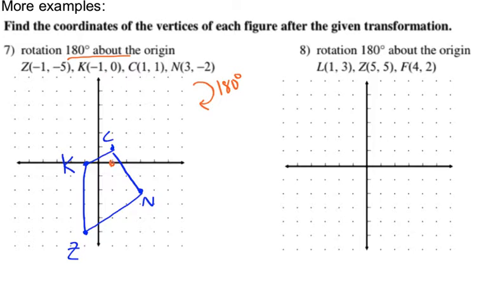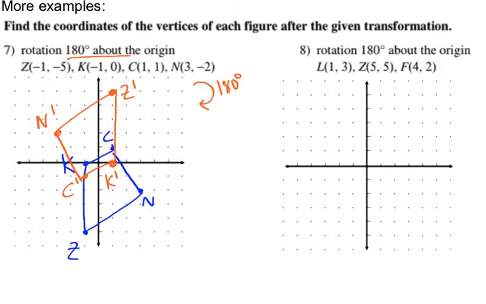I'm going to memorize K. K prime ends up right here. Then I do it again. Let's do C. Now C is going to end up over here, C prime. Then I'm going to do N, rotate it halfway around. It looks like it's back 3 and up 2. There's N prime. And then I'm going to do Z, rotate it halfway around. It looks like it's over 1, up 5. Rotate it back and draw it. And I get this new shape.